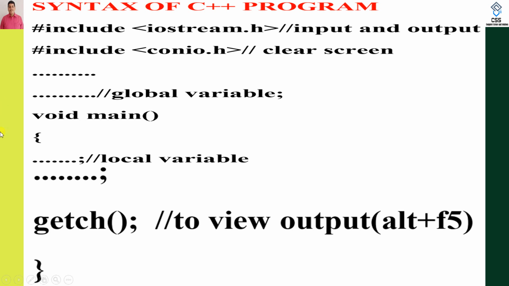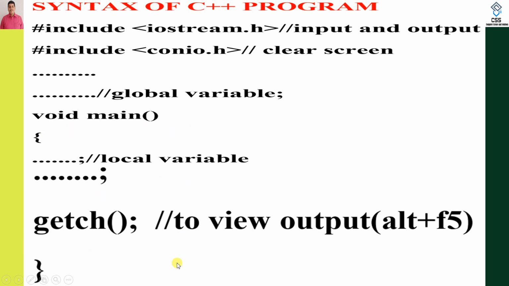Then the void main function is required for every program like C, and program execution starts from the open curly bracket and ends with the close curly bracket. If you need any global variable, then you can declare it before the main function, which is optional, and what is written within the main function is known as a local variable.